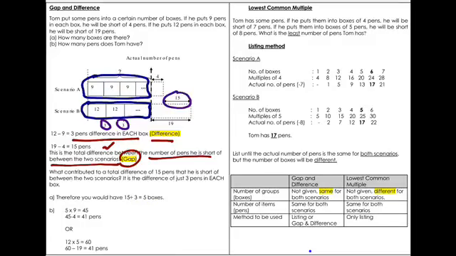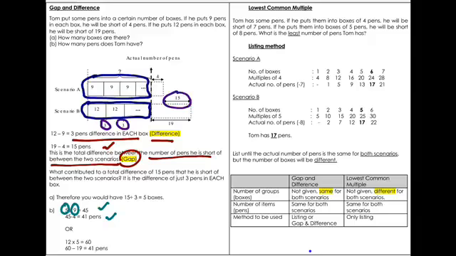To find the number of pens, you can choose scenario A, that means you use 5 boxes and 9 pens in each box, so 5 times 9 to give you 45 pens. But Tom doesn't have so many pens. In scenario A, when this happens, he will be short of 4 pens, so 45 minus 4 is 41 pens.